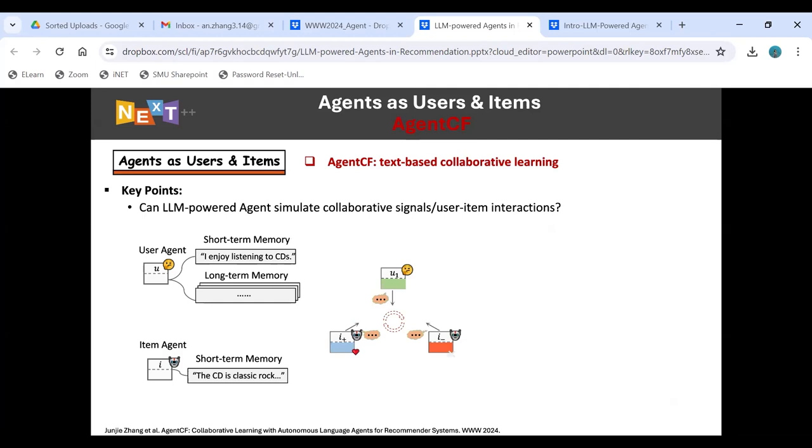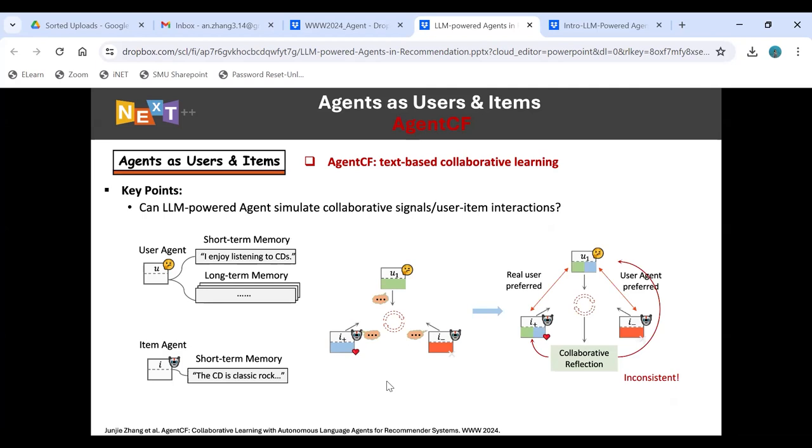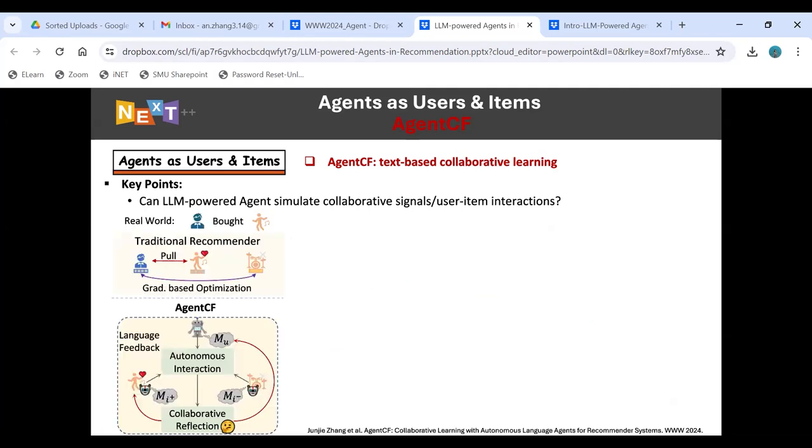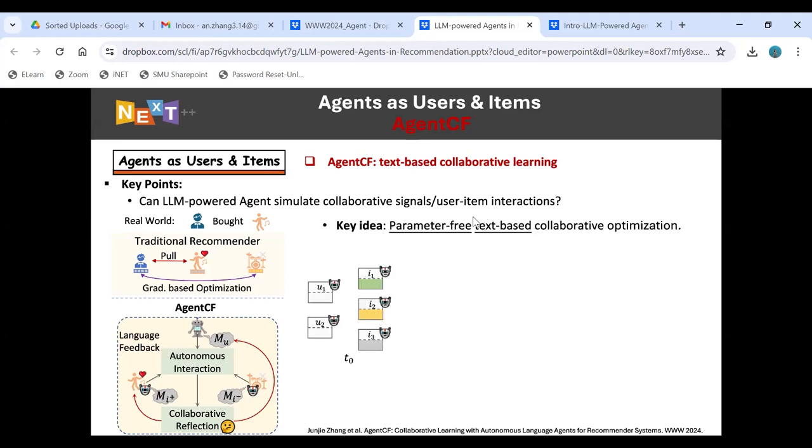So first of all, we prompt the user and item agents to interact. And then we let the user and item agents reflect and adjust the misleading simulations. So this is quite similar to the gradient-based, right? What we have for deep learning, gradient-based backpropagation is quite similar, but using text-based, it is kind of parameter-free, text-based collaborative optimization. The key is collaboratively optimize the user agents and item agents, right?